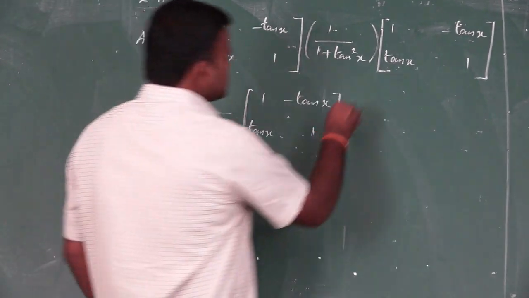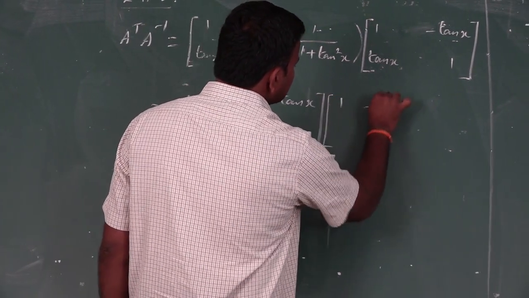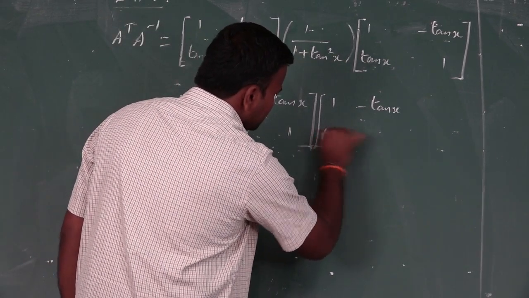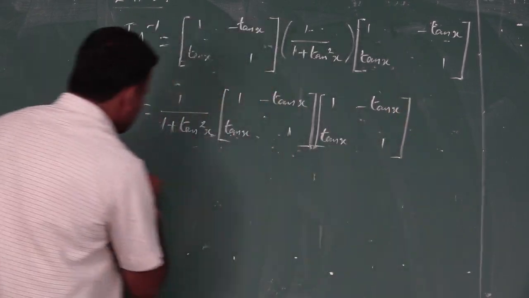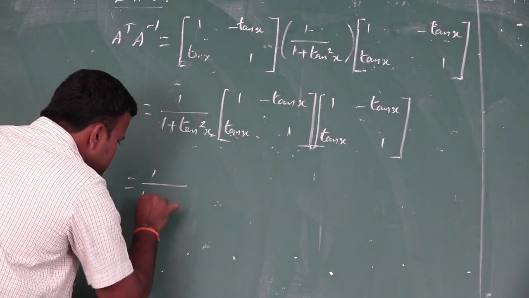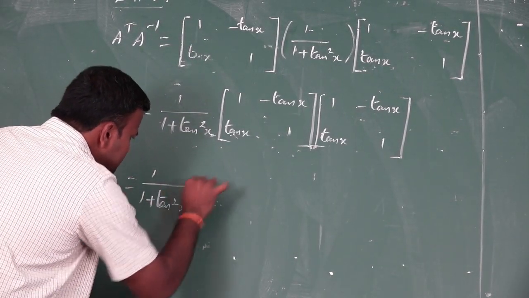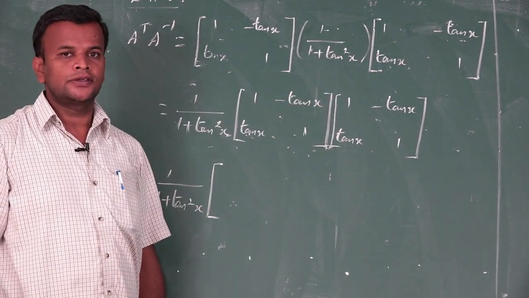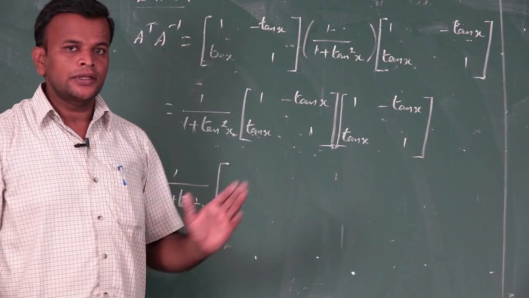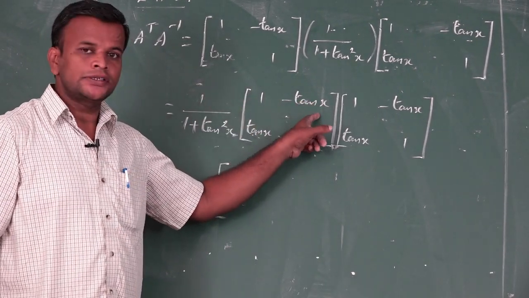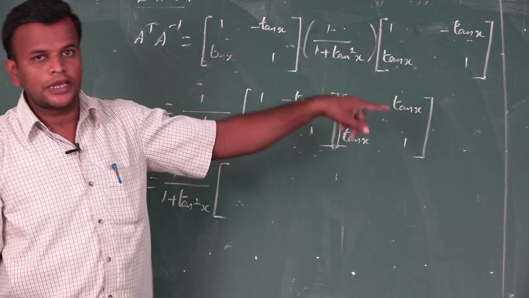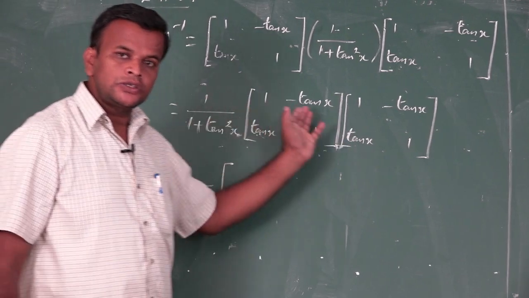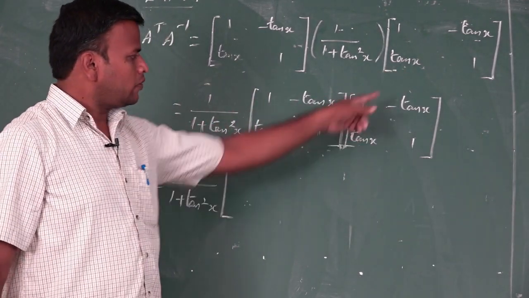Next, the other matrix also has the same value: 1, minus tan x, 1. So the outside value has no change, 1 by 1 plus tan square x. Now we multiply these two matrices. You know the working rule? First we take the first row of the first matrix and the first column of the second matrix, and then the second row first column, then first row second column, second row second column.